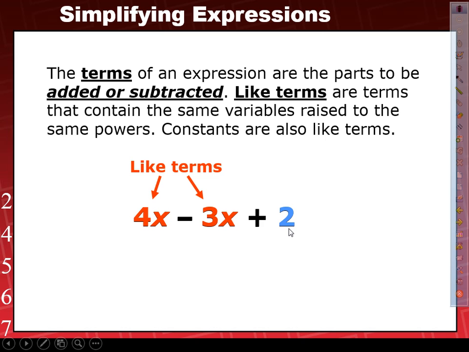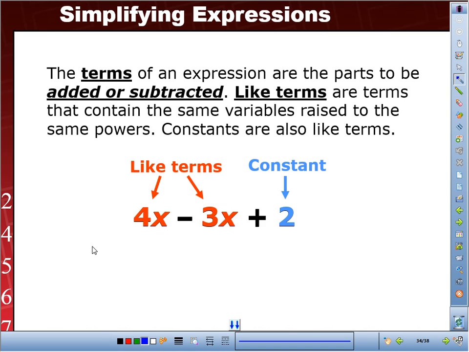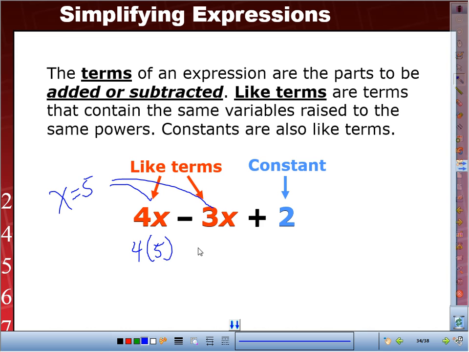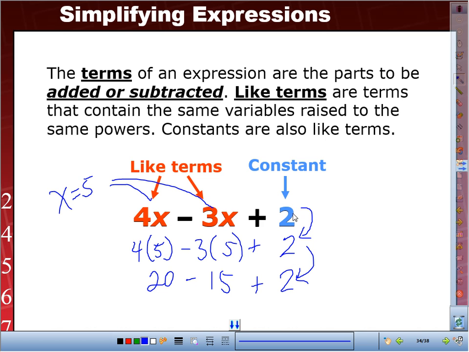However, the 2 does not have a variable. That has a specific name. That's called a constant. And why is that called a constant? I said if we were to substitute values into x, such as x equals 5, we substitute that in there and there. This becomes 4 times 5 minus 3 times 5 plus 2. I simplified. This is 20 minus 15 plus 2. But look at every step. Which one did not change? The 2. It remains constant. That's why that one's called a constant, because it doesn't change. Does that make sense? Yeah, right?